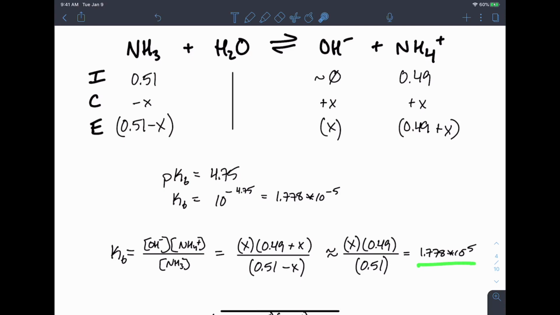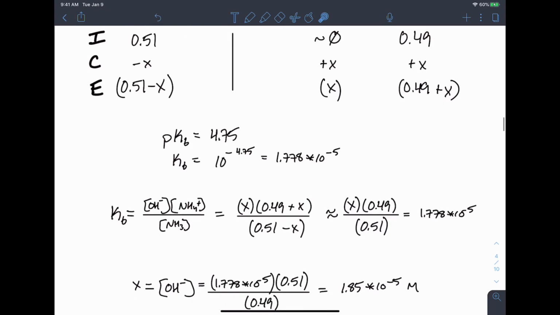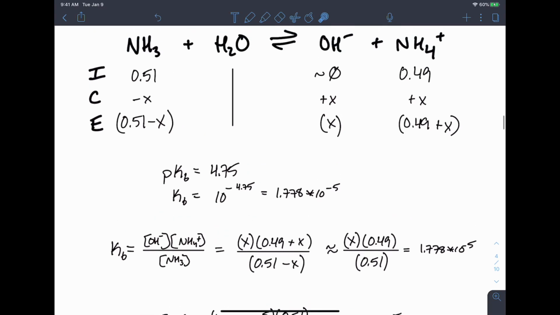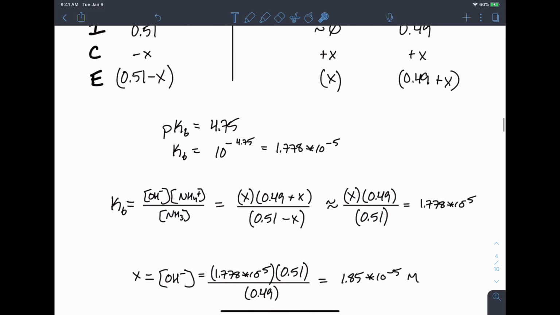We set that equal to the KB that we found in the previous step, and then we can solve for x, which in this case is our equilibrium concentration of hydroxide ion. So if we solve for x, we wind up getting a concentration of hydroxide of 1.85 times 10 to the minus 5 molar.